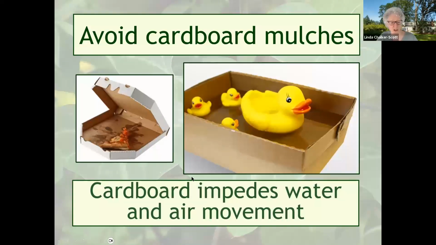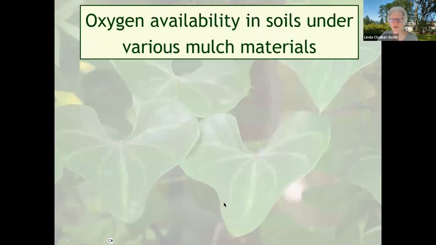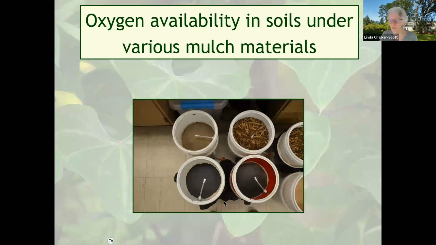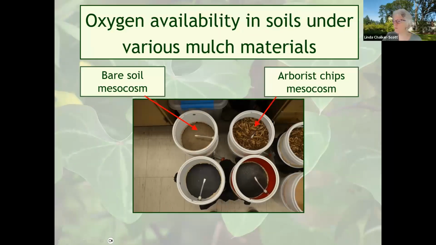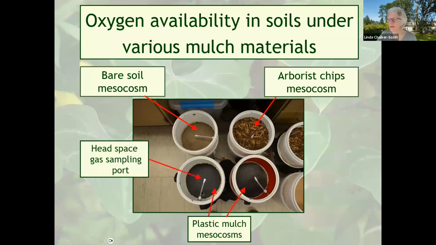So we actually did some research. There is now published research on certain types of mulches in terms of their ability to restrict, in this case, gas movement. So we're looking at oxygen and we're looking at carbon dioxide. So we put together these mesocosms that all have bare soil in them, and then some of them have some sort of mulch on top. This one happens to be arborist chips, and then we've got some plastic. And then you can see there are these little sampling ports, and this is where we're going to take aliquots of gas out of the atmosphere and then from underneath, and then see how much carbon dioxide and oxygen is in each of those ports.